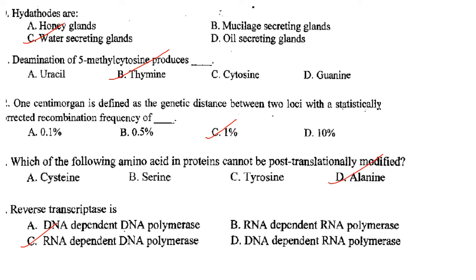Okay. Then, which of the following amino acid in proteins cannot be post-translationally modified? So it is alanine. The amino acids alanine and glycine are not involved in post-translational modification because they do not have functional groups in their side chains. So alanine and glycine cannot be post-translationally modified. Then reverse transcriptase. It is RNA dependent DNA polymerase. This is a usual question for many entrance examinations. RNA dependent DNA polymerase. Answer is option C.